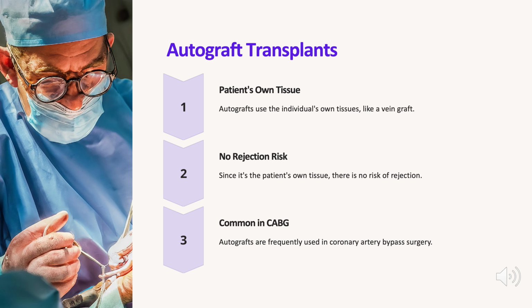Autograft transplants offer specific advantages owing to their unique nature. 1. Patient's own tissues. Autografts involve utilizing tissues harvested from the same individual receiving the transplant. For example, in coronary artery bypass surgery, surgeons commonly use veins harvested from the patient's own body as grafts to bypass blocked arteries. 2. No rejection risks. As autografts utilize the patient's own tissues, there is virtually no risk of rejection. The immune system recognizes the transplanted tissue as self, eliminating the need for immunosuppressive medications and minimizing post-transplant complications.